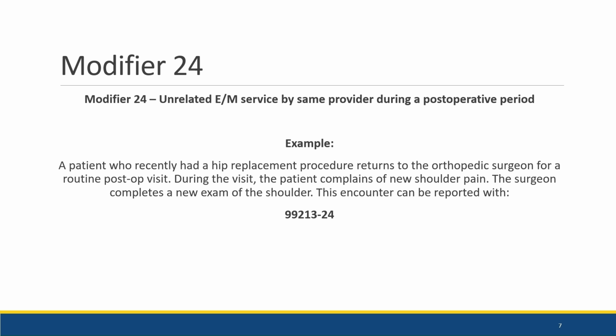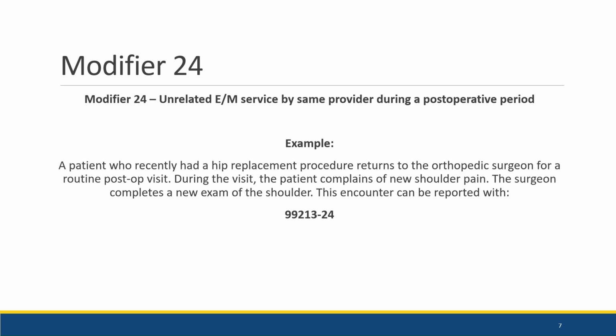Modifier 24 is used to denote an E&M service that was provided during a postoperative period. And that E&M service has to be unrelated to the procedure during that postoperative period, and it has to be performed by the same provider who performed the surgical procedure. Sometimes students confuse 24 and 25, but they're very distinct because of that postoperative period phrase at the end of 24's description. Let's take a look at this example here.